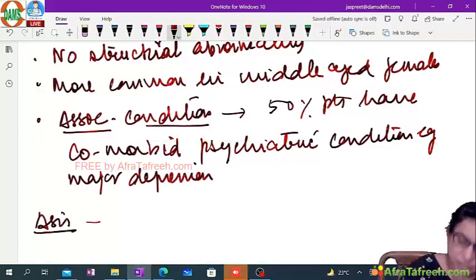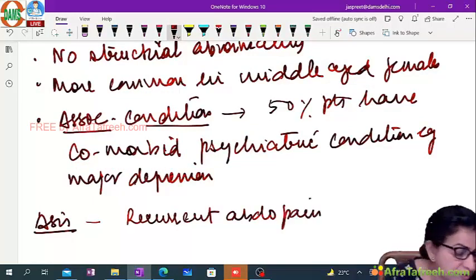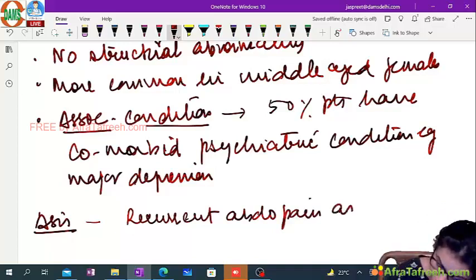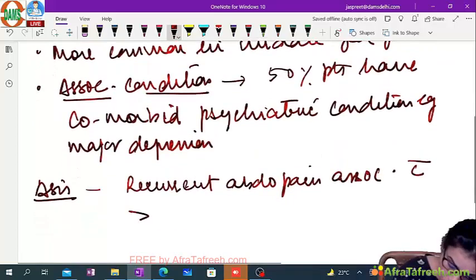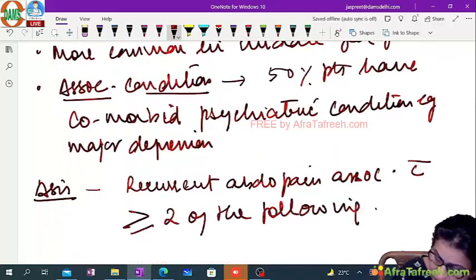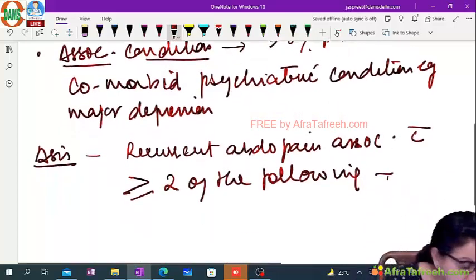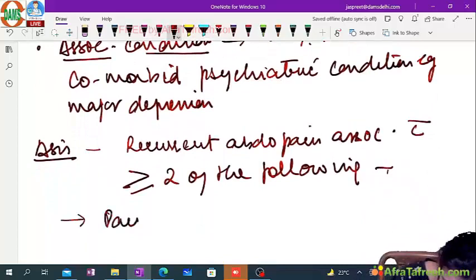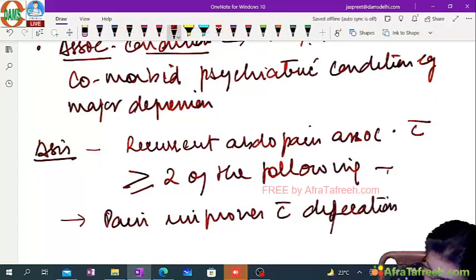Diagnosis is when the patient gives a history of recurrent abdominal pain. The middle-aged female will give you a history of recurrent abdominal pain associated with two or more of the following. Which are these? History of recurrent abdominal pain plus at least two of the following. One, pain improves with defecation.